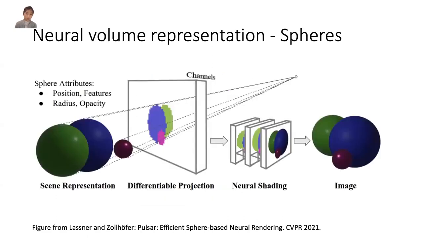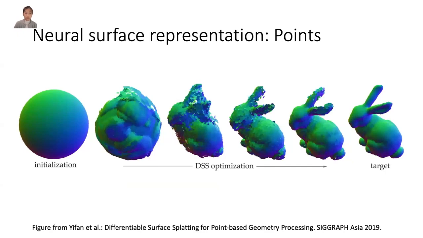Points can also be represented as spheres. The Pulsar renderer here, again, adopts a soft blending function, and it can render millions of spheres through a very efficient and optimized implementation. The work by Yifan et al. provides an alternative to soft blending. It approximates the rasterization function as a linear function. Therefore, it creates a long-range gradient without the need for hardness parameters.